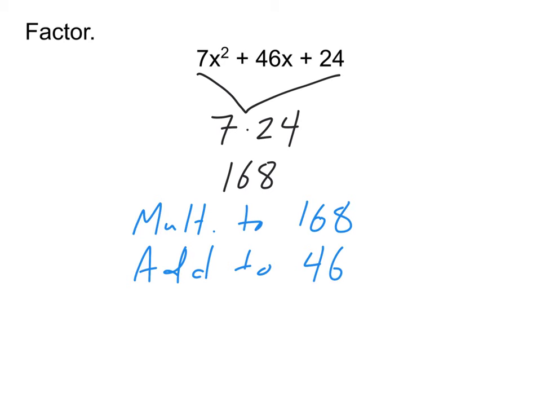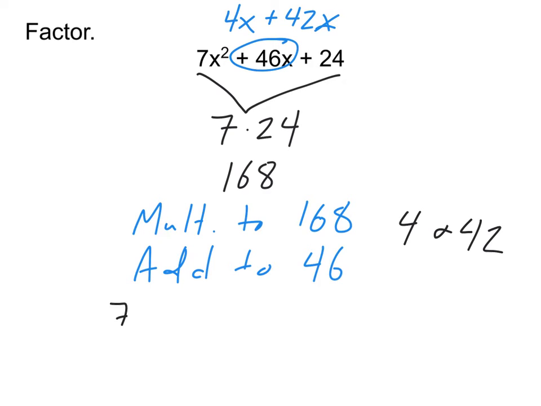It ends up being 4 and 42. The order doesn't matter here. The reason why this is called the grouping or regrouping method is I'm now going to split that 46x into a 4x plus a 42x, and that's what I'm going to work with. So, I now have 7x squared plus 4x plus 42x plus 24.